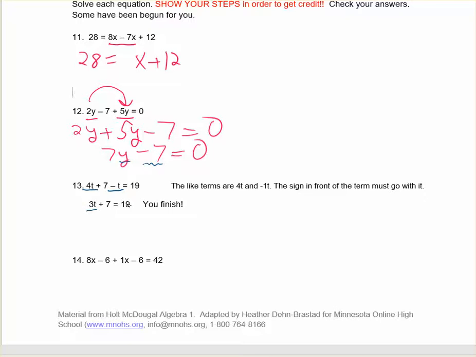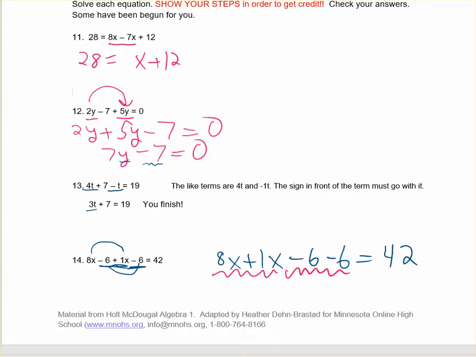In 14, there are 2 pairs of like terms to combine. So I'm going to write them next to each other to make this a little easier. I'd have 8x plus 1x, and then it's minus 6 minus 6 equals 42. So when you combine your like terms, these two go together, and then the other two go together, that minus 6 becomes a negative 6. So it's like negative 6 minus 6. So that's going to be negative 12. Make sure you catch that.